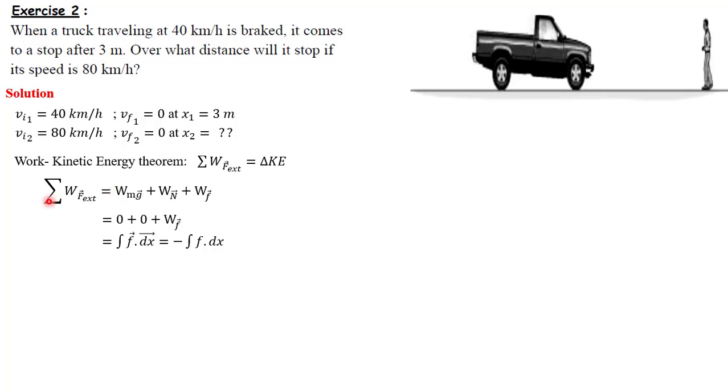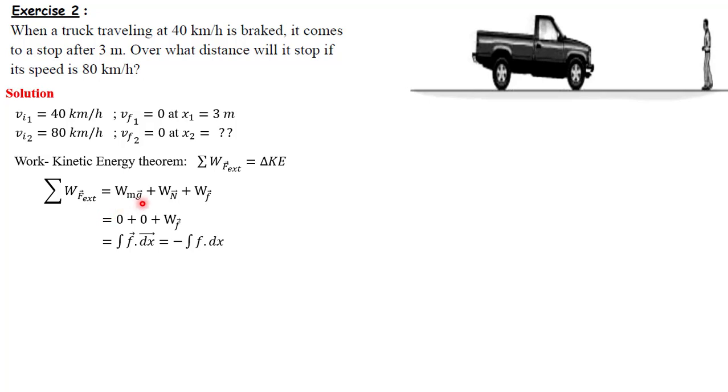We can write that the sum of the work done by the external forces is equal to the work done by weight plus the work done by the normal reaction plus the work done by friction. Why is there friction? In fact, they said in the given that the truck is braked. When a truck is braked or when we have brakes, this means that we have friction. So we have to take into consideration friction, because friction will cause the truck to stop.